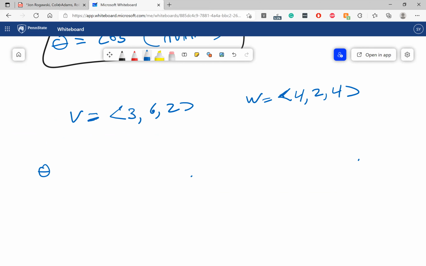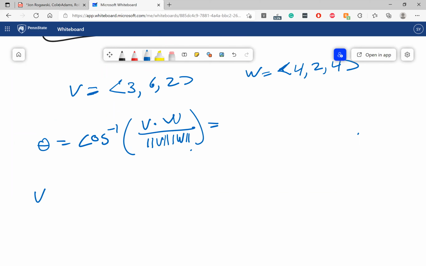So the formula is the angle is equal to cosine inverse of V dotted W over the magnitude of V times the magnitude of W. First we would like to find V dotted with W. That is 3 times 4, which is 12, plus 6 times 2, which is 12, plus 2 times 4, which is 8. This is going to be 20 plus 12, which is 32.